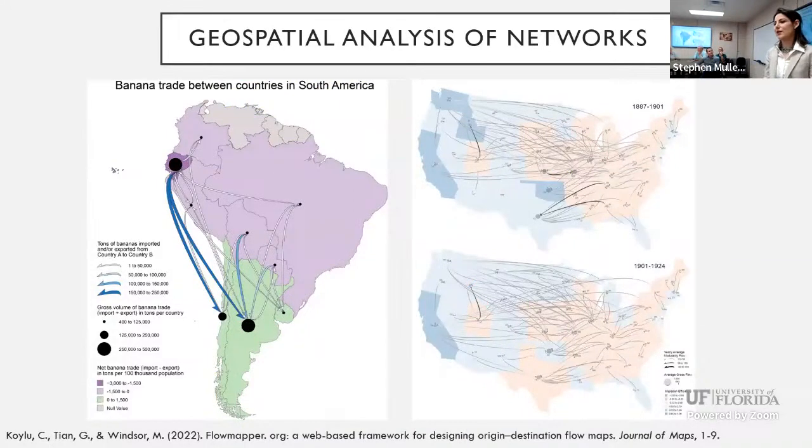Here's another great example of geospatial analysis of networks when they're non-planar. This is brand new mapping software called flowmapper.org from geographers at the University of Iowa. They're working on visualization, but we as geographers like to know where things flow. For instance, here's an example of banana trade between countries. And this is an example of kinship migration around the turn of the century, and then a little bit after the turn of the century. I highly recommend this for visualization.